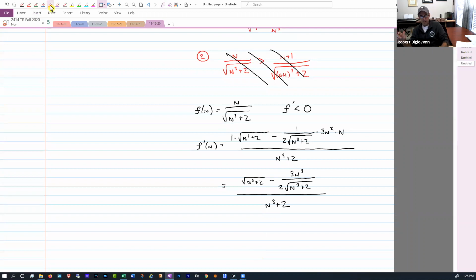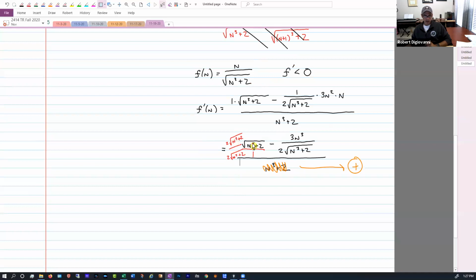Now I'm not even going to look at the denominator because I know the denominator is always positive, right? n cubed plus 2, that should be a positive number. So I'm really more concerned about this thing up top. I need to show it's negative. So I need to get a common denominator. I'd have to make that this over 1 and then introduce a 2 root n cubed plus 2 over a 2 root n cubed plus 2.